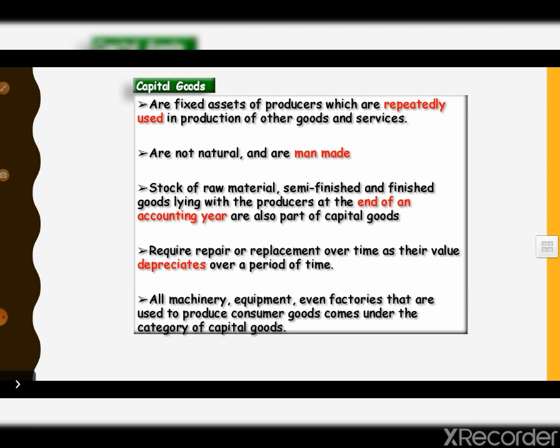One thing is that capital goods are otherwise known as producer goods, but not all producer goods are capital goods. Capital goods undergo wear and tear over a period of time. Now I'll give you an example of a capital good. For example, an air conditioner in an office is used to generate a service. What is it? Cool, refreshing air. It's used to generate that service, and hence it's a capital good. Machinery in a factory is used to make more goods and services, and hence it's a capital good. All machinery, equipment, even factories that are used to produce consumer goods fall under this category.